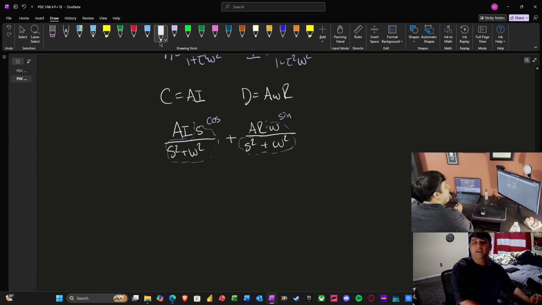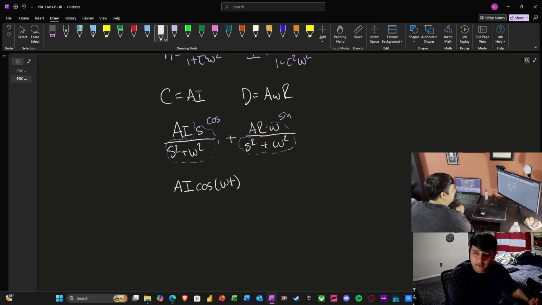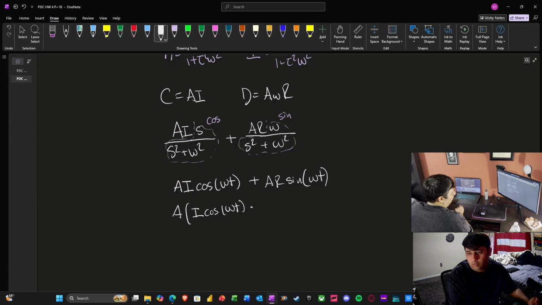So if we expand our equation, or I guess simplify it, what we'll get is AI times cosine of omega t plus AR times sine of omega t. Then we can just pull the AI out for simplification. Just rewrite this equation. There we go.